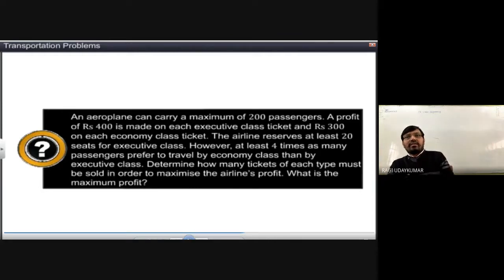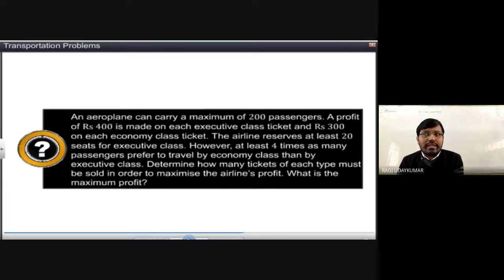You can consider economy class as x, or otherwise executive class as x. The conditions are given. Determine how many tickets of each type must be sold in order to maximize the airline's profit. If you are taking Air India or Indigo, the conditions are given by the government. What are the conditions given? 200 passengers will be there in an aeroplane. Profit on executive class is 400, not more than that. And on economy class the profit is 300 rupees.